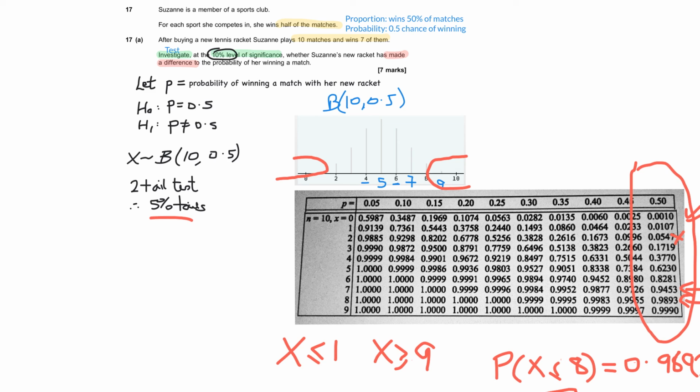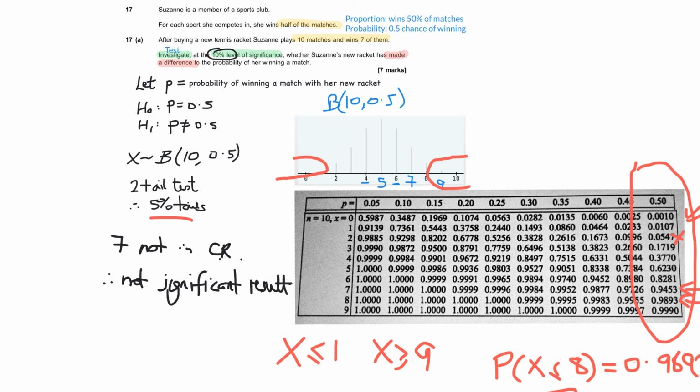If we look at our upper tail, x greater than or equal to 9, that top end of the critical region, that's saying for her result to be significant, for her new racket to have made a difference, she should win at least 9 out of the 10 matches. But she only won 7. So the next thing we'll say is that 7 is not in the critical region. Not in CR. Therefore, this is not a significant result.